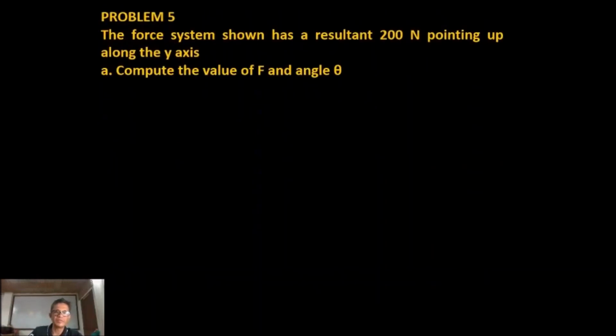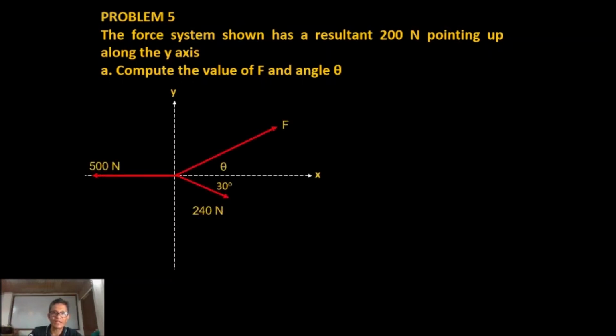Okay, let's solve problem number 5. The force system shown has a resultant of 200 Newtons pointing up along the y-axis. Compute the value of F and angle theta. Okay, this is our problem. We have 3 forces: 240 newtons at an angle of 30 degrees, directed downward to the left, and F at an angle theta. So F and theta are unknown. As well as 500 newtons to the left.